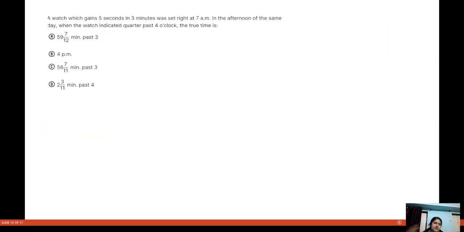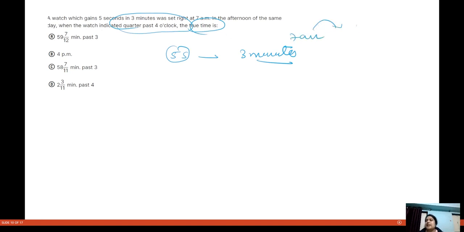See, understand this. What is the basic concept it is asking? It is saying that a watch gains 5 seconds in every 3 minutes. And it is saying it was set right at 7 a.m. and then it started gaining time hour by hour. In the afternoon of the same day when the watch indicated quarter past 4 o'clock. Quarter past 4 o'clock means 4:15. So the true time is.